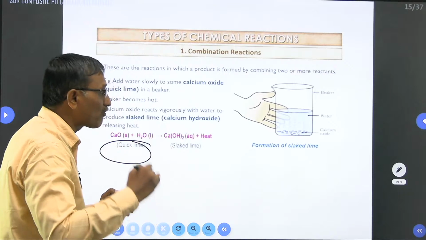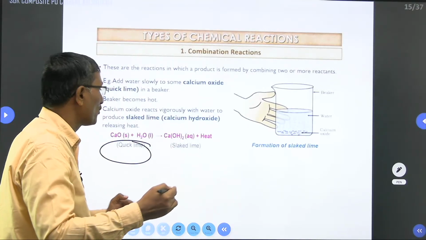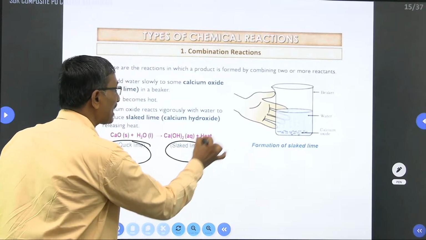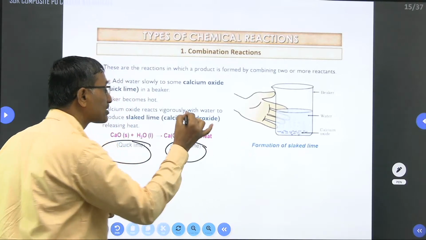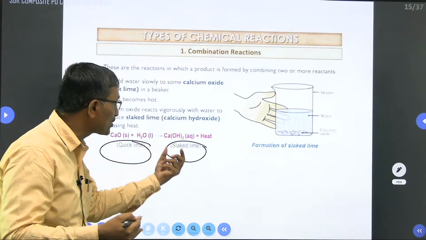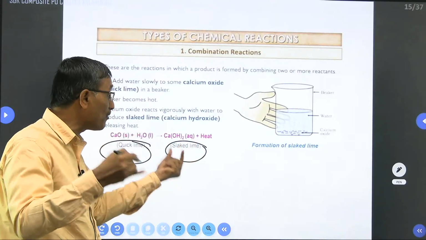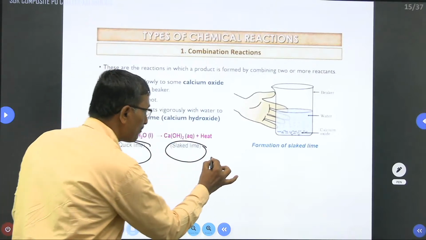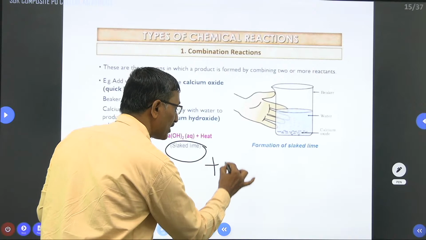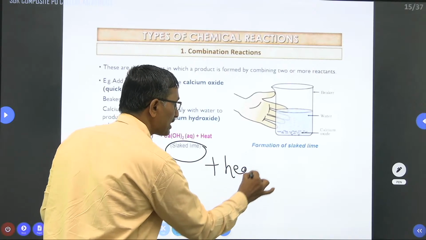If you are adding quick lime to water, what happens now? The slaked lime, calcium hydroxide, is formed. Where? On the product side. Formation of slaked lime, calcium hydroxide. But a very important thing is, along with that, there is one more term given, that is plus heat.